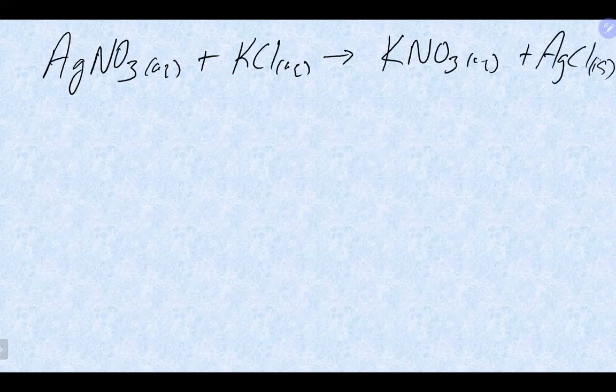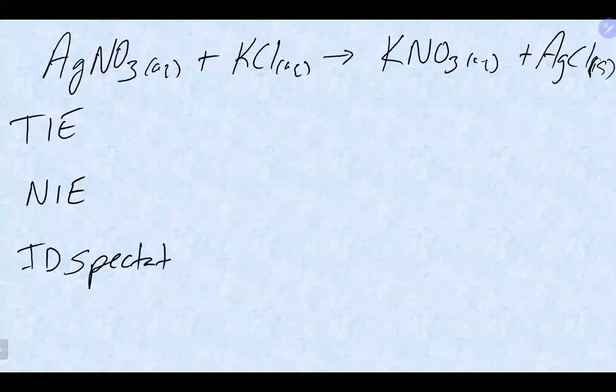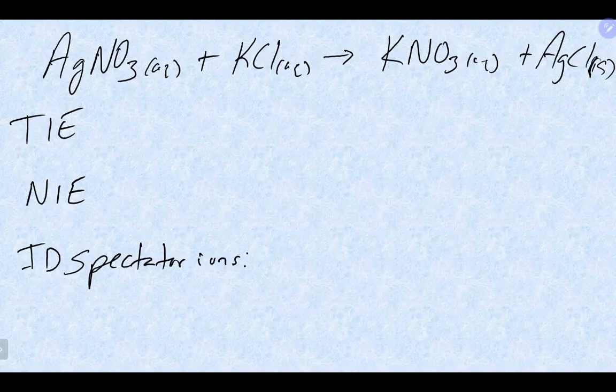So why don't you take a second here and write the total ionic equation? Why don't you write the net ionic equation? And why don't you identify the spectator ions here? So take a moment and see what you come up with here. Okay, let's take a look.